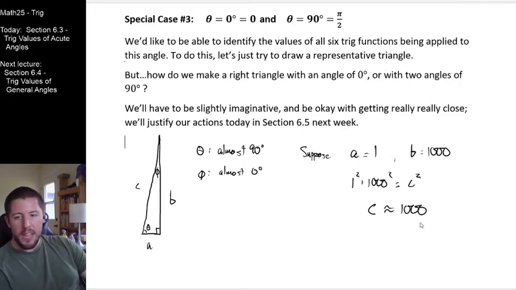So c is almost like 1,000 as well. All right. So the triangle that I'm picturing for myself here, the triangle that has a 90-degree angle, I'm thinking of theta as like a 90-degree angle, although it can't technically make a triangle. I'm thinking of phi as essentially a 0-degree angle, even though it couldn't make a triangle. I'm thinking of a being 1, and I'm really thinking of a being like 0, right?